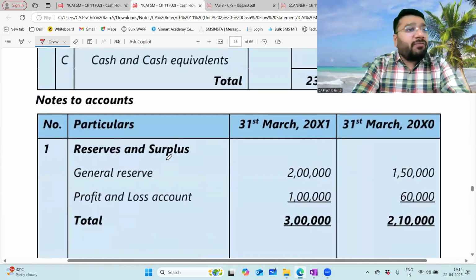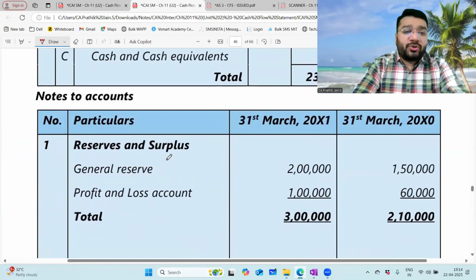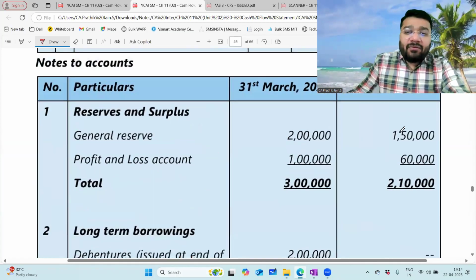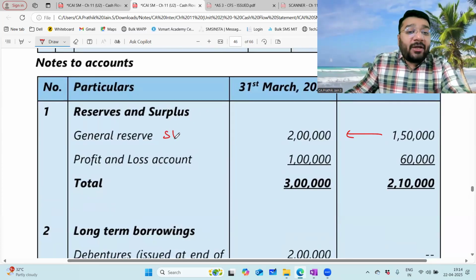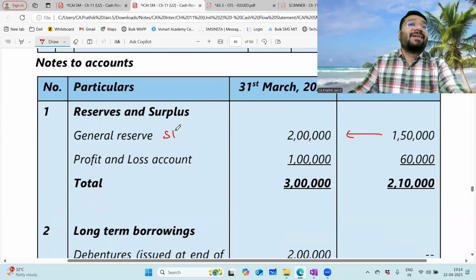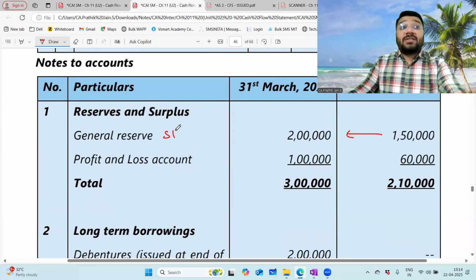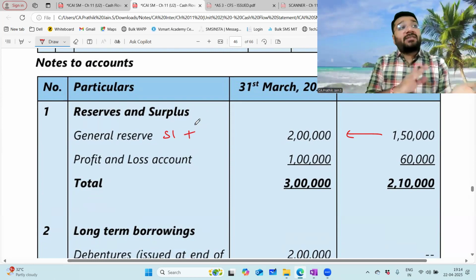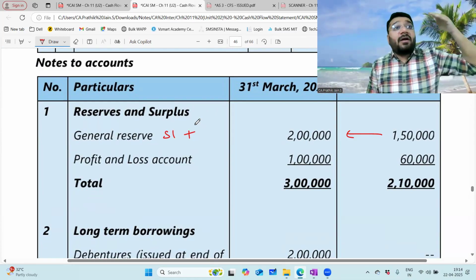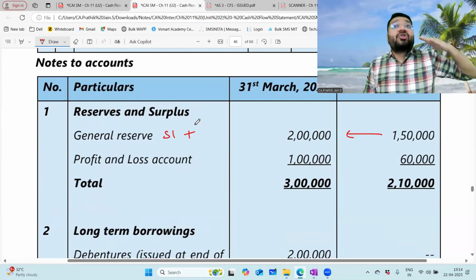Now, after looking at the additional information, the next thing to look into is the notes to accounts. General reserve, people: from 150 it became 2 lakh. Means during the year, 50,000 is transferred to your general reserve from your P&L. So in segment 1, I need to add back. Transfer to reserve comes where, boss? Segment 2, minus? Segment 1, what did I say? Add back. See, from the P&L, 50,000 is transferred to general reserve. So in the P&L, you have subtracted 50,000 towards general reserve. While reversing, we have to add back.